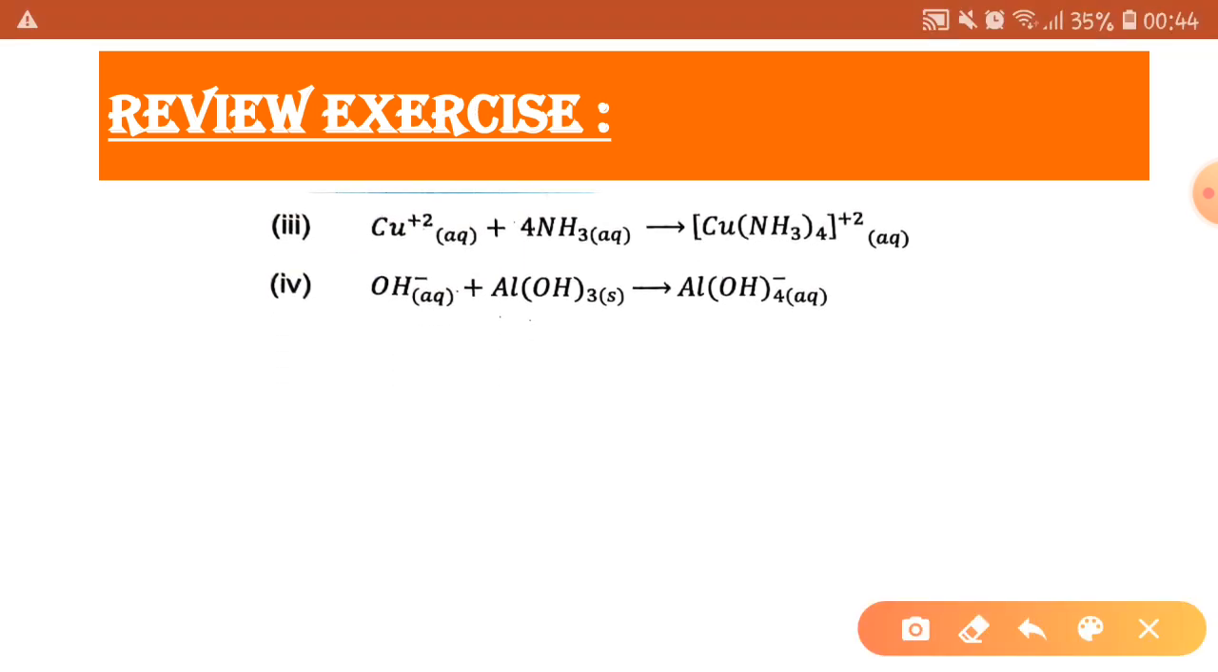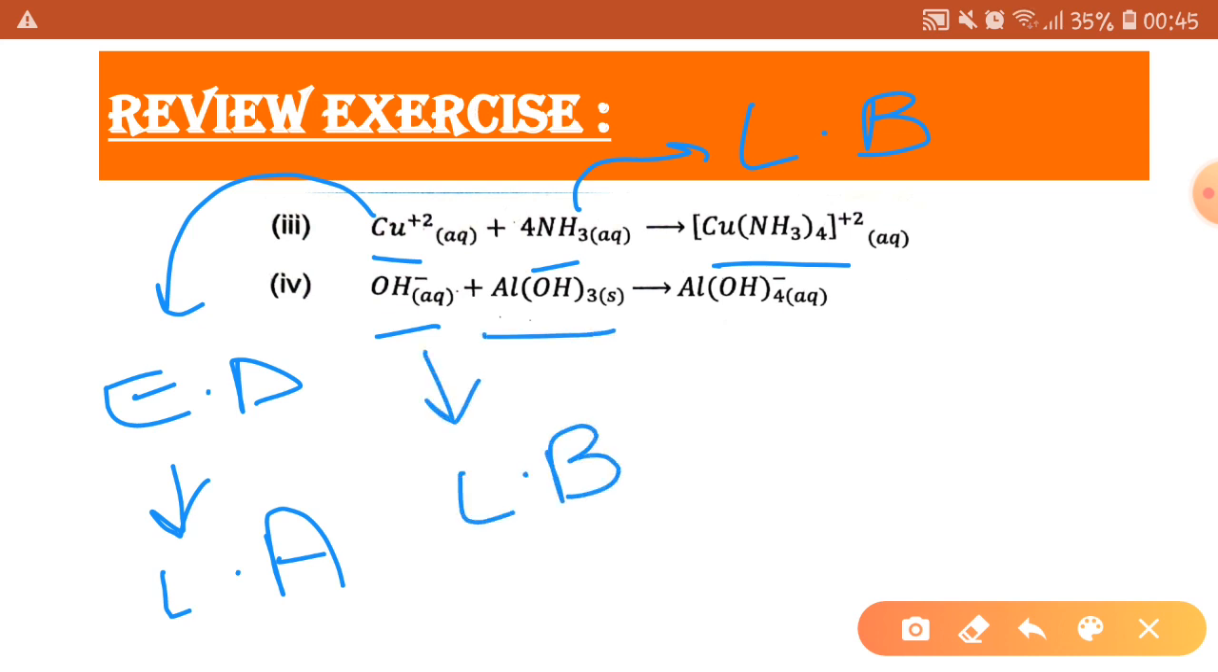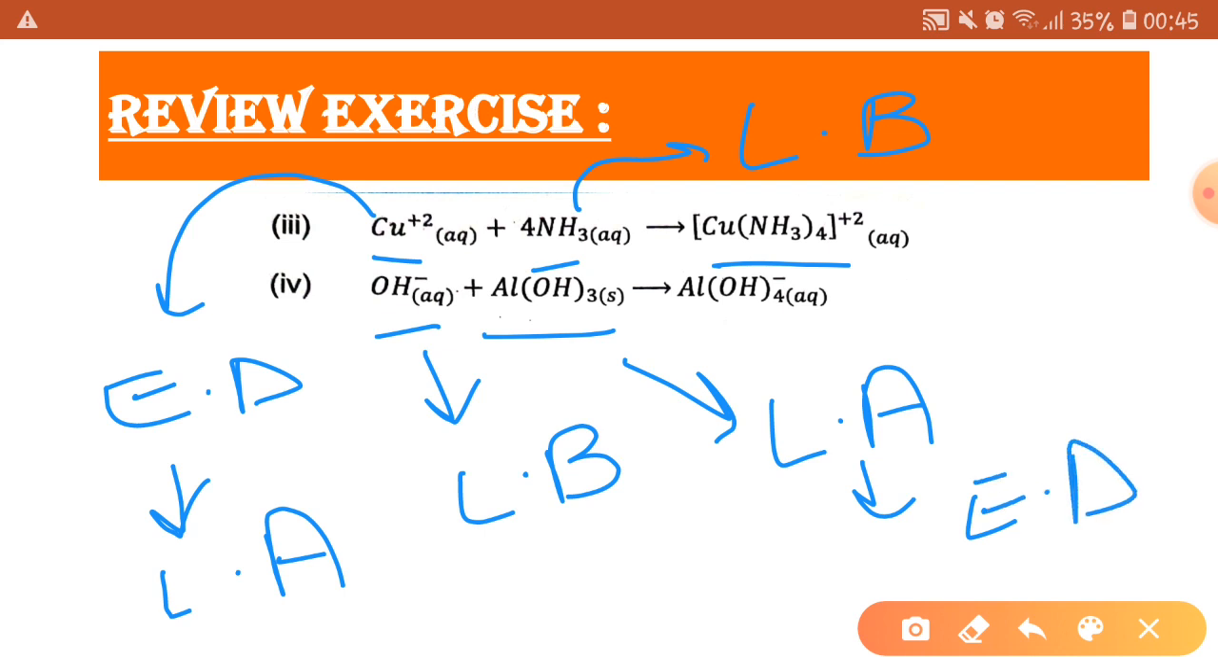Now you have another example in which copper is reacting with ammonia molecule to form this adduct. Since there is a positive charge on the copper atom, we can say that it is an electron deficient species. Since it is an electron deficient species, it will be considered a Lewis acid, and this ammonia molecule, we know, is called a Lewis base. Similarly, for another example, we know the hydroxide ion always acts as a Lewis base, and this aluminium trihydroxide will act as a Lewis acid because aluminium trihydroxide is an electron deficient species.